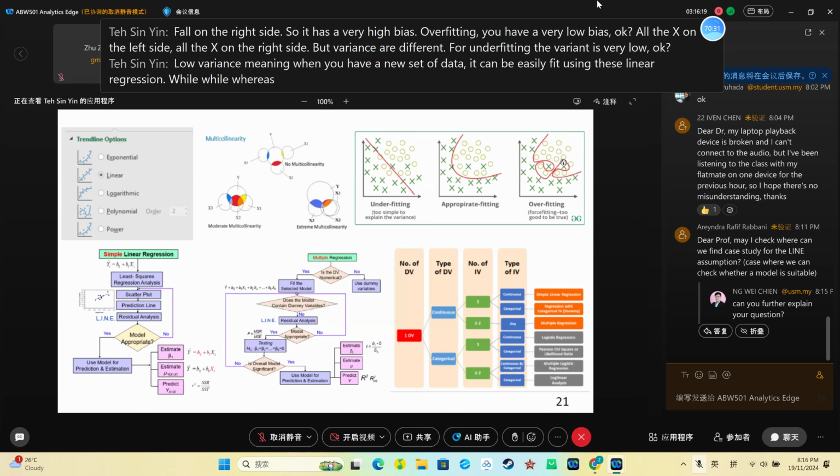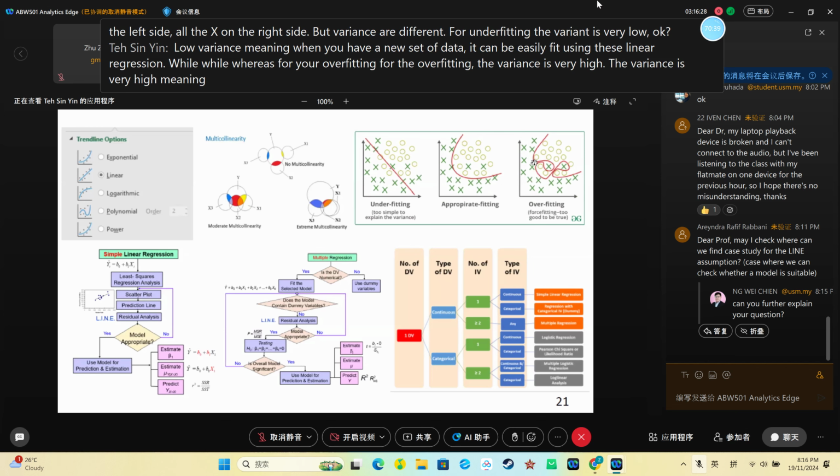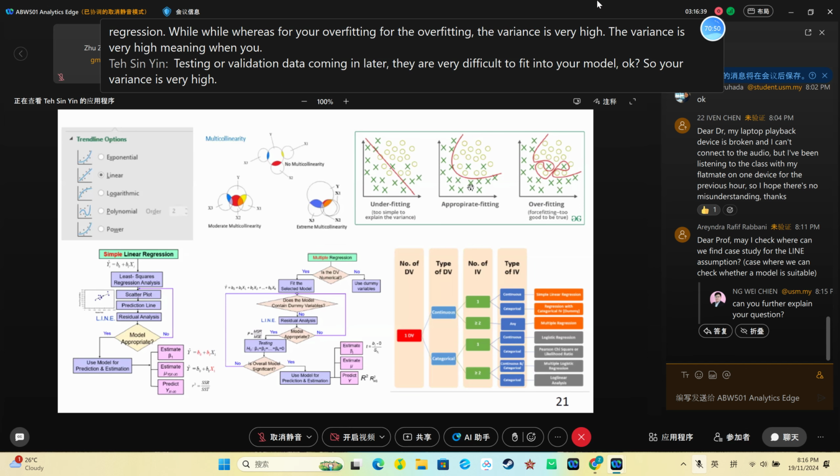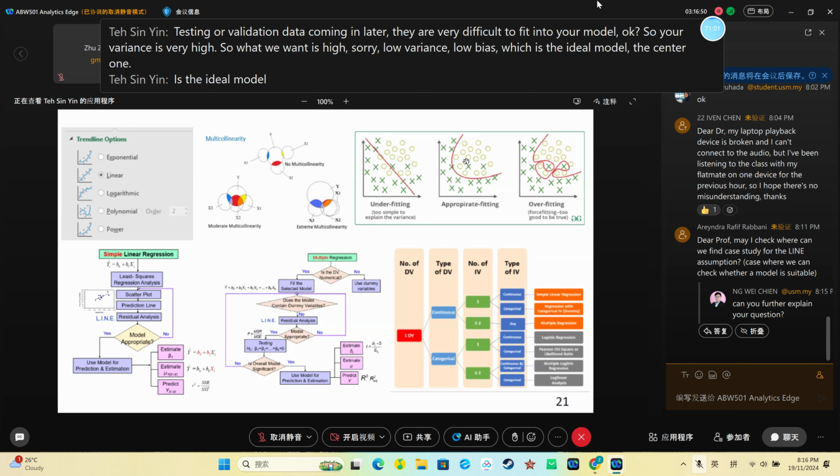Whereas for overfitting, the variance is very high. The variance is very high, meaning when your testing or validation data comes in later, it is very difficult to fit into your model. So your variance is very high. What we want is low variance and low bias, which is the ideal model. The center one is the ideal model, the appropriate fitting.